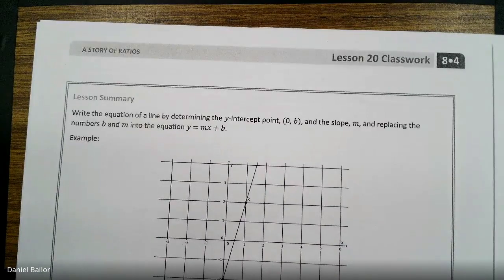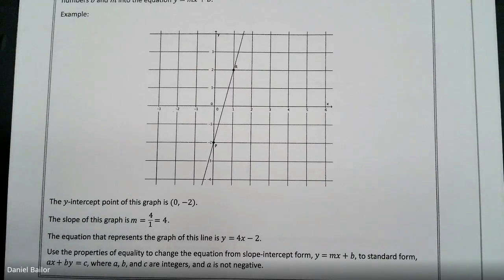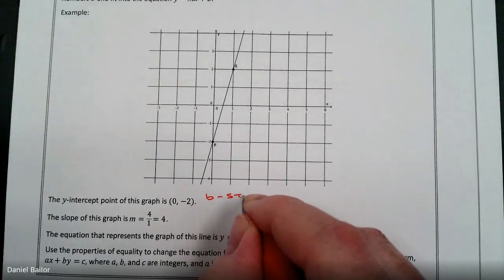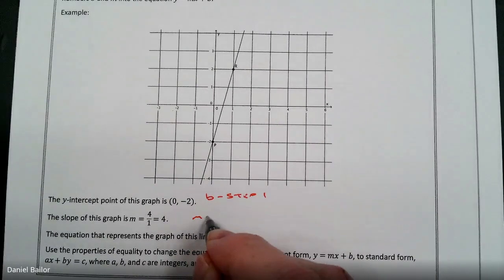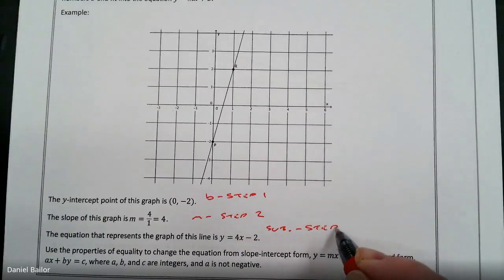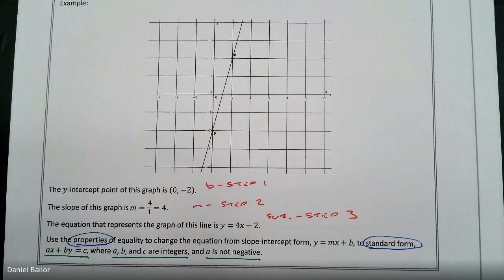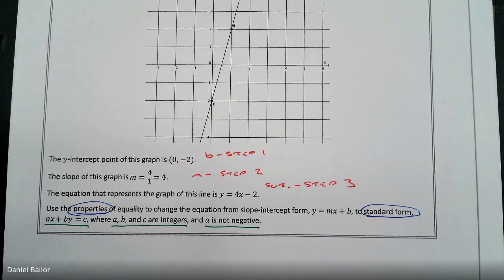Page 245 is the lesson summary telling you kind of the three steps right here. Remember it says, step 1, find b. Finding m is step 2. Substitute is step 3. And then it's telling you right here, use your properties to make standard form. And remember the rules for standard form. It has to look like that. A, B, and C have to be integers, and A cannot be negative. So those are the big three things. Those are the big ideas of today.